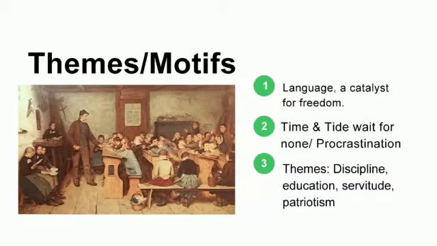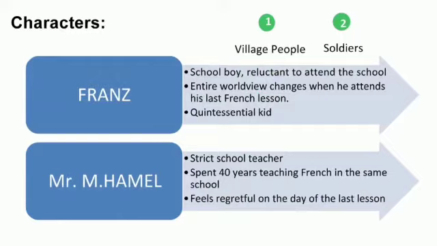In the lesson, we will see Franz as the main character. He is a small boy and he is reluctant to go to the school because there is a test in the school and he is not prepared for the test. He's just a quintessential kid, but something very strange is waiting for him in the school, and we'll get to know what unusual scenario happens in the school once we read more about his life, his day.